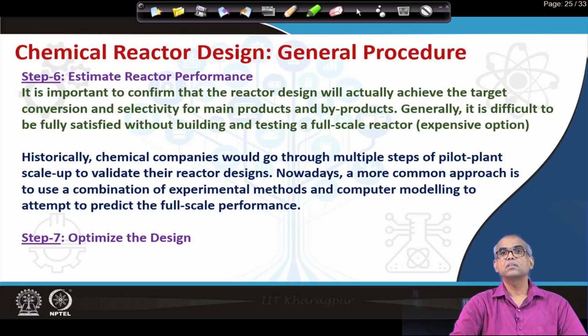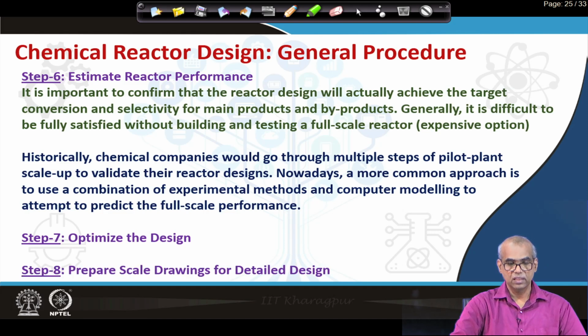In step 7, we optimize the design. At this stage, it may be necessary that we go back to some of the previous steps and redo the calculations. Finally, in step 8, we prepare scale drawings for detailed design. So, these are the outlines of the general procedure for chemical reactor design.